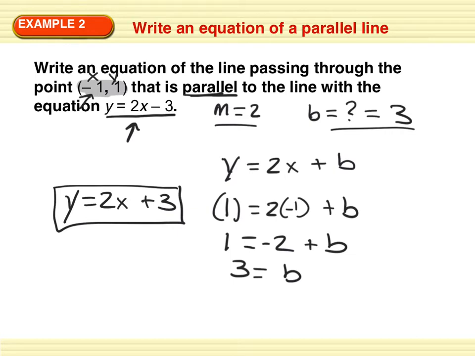Very easy to fall for that trap up there where that negative 1, 1, people want to say that's the y-intercept. It is not the y-intercept unless the x is 0. If the x is 0 and there's something else for y, then that's your y-intercept.